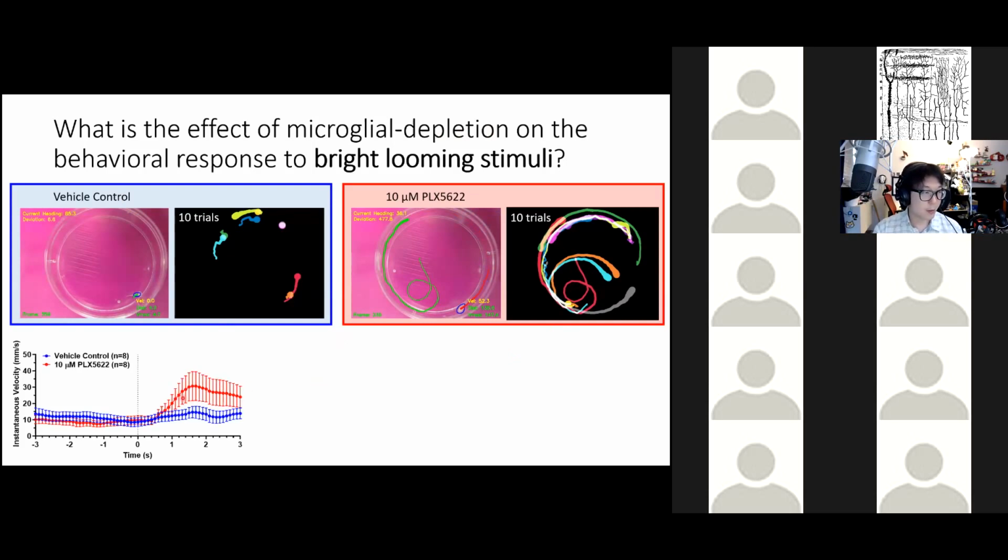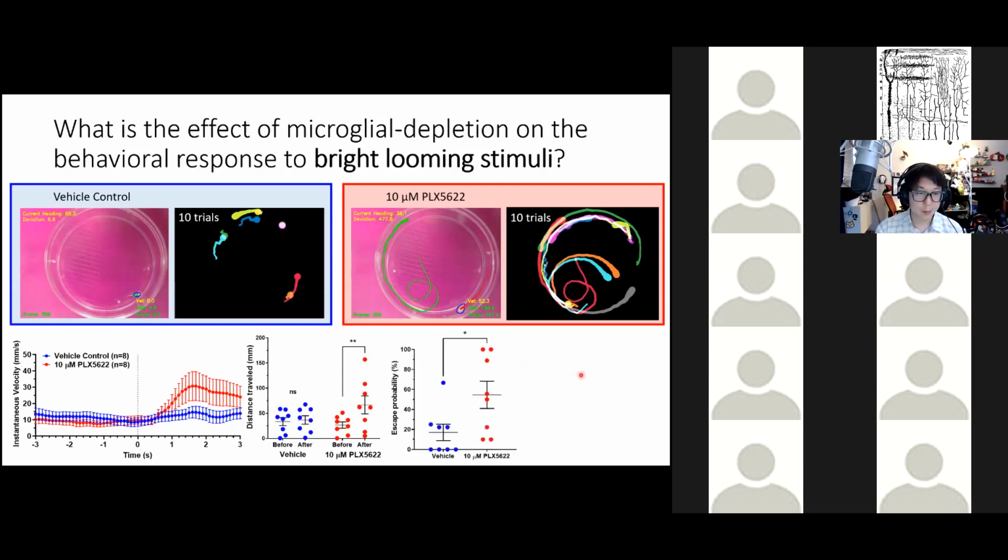And when the bright looming stimulus is presented here at time 0, it causes an increase in the velocity of microglia depleted tadpoles, seen here in red, but this increase is not seen in vehicle treated tadpoles. So microglia depletion increases the distance traveled to bright looming stimuli. In addition, microglia depletion increases the escape probability to bright looming stimuli. But again, these results are not due to changes in motor function, because when the tadpoles do make escape responses, there is no significant increase in the escape distance.